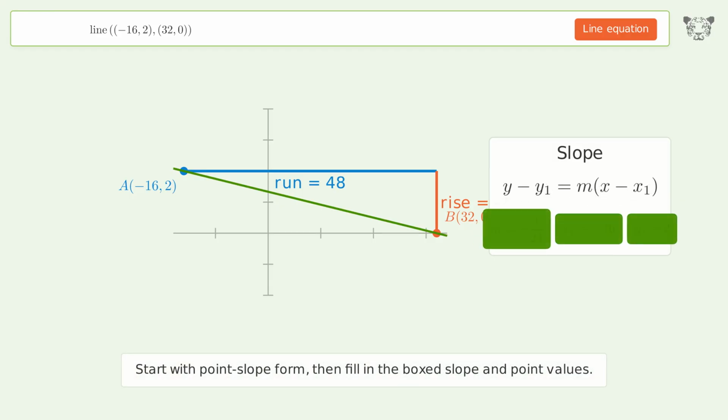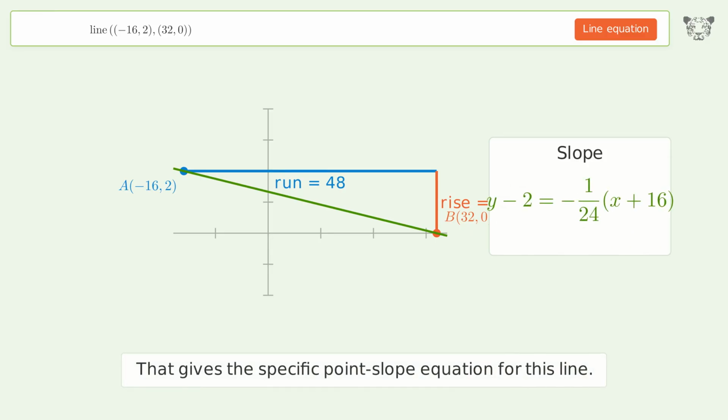Start with point slope form, y minus y1 equals m times x minus x1. Then fill in the boxed values. Slope is -1/24, x1 is -16, and y1 is 2. That gives the specific point-slope equation for this line.